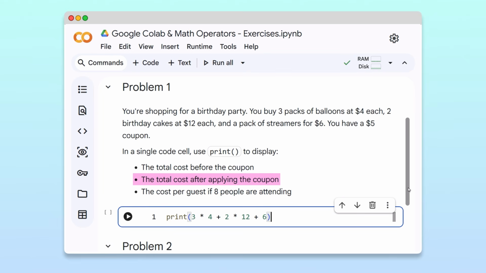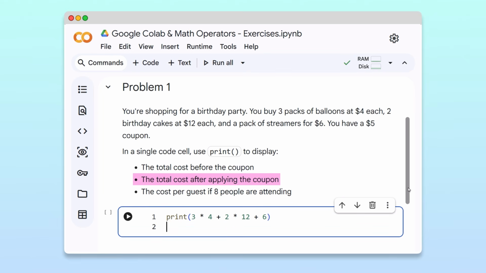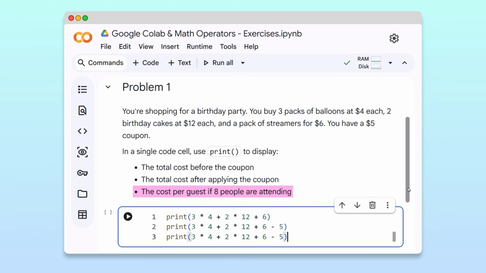For the total after the coupon is applied, we can reuse the same expression and subtract 5 at the end. And for the cost per guest, we can use that post-coupon total and divide by 8. Since we're adding and subtracting before dividing, we wrap this part in parentheses first, which tells Python to evaluate the addition and subtraction before the division.